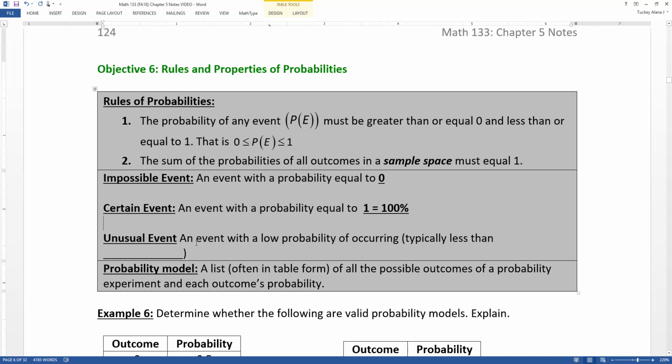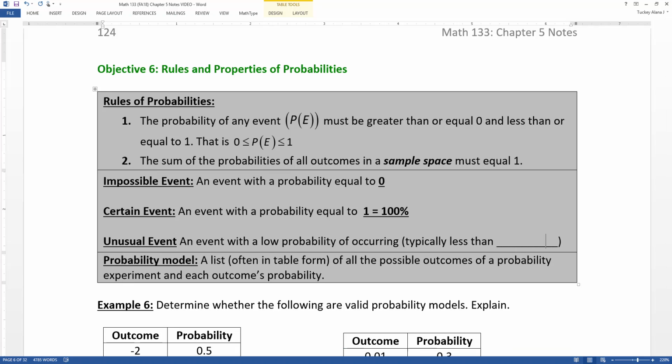So it's kind of unusual, but it could happen. An unusual event would be less than 5%. We learned that back in section 3.2. It was when we learned the empirical rule, funnily enough, in section 3.2. So less than 5%. Don't forget that piece, because that's a big piece and very important for us.